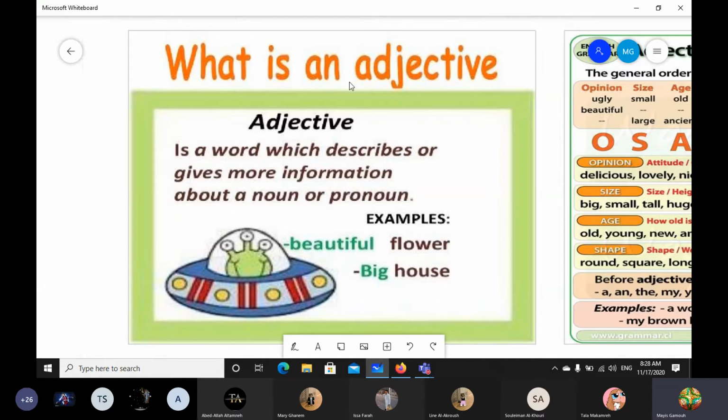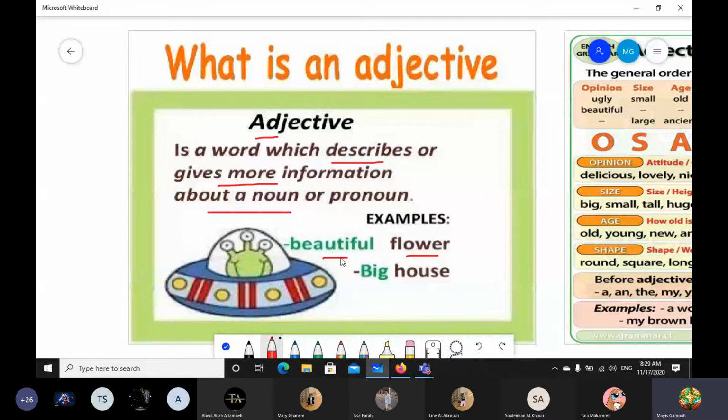What is an adjective? We explained that already, but let's have a greater look at it. An adjective is a word which describes or gives more information about a noun or a pronoun. So if I am talking about a flower, as an example, I need to explain the flower in more detail. I could say a beautiful flower. I could add its color, the red flower.